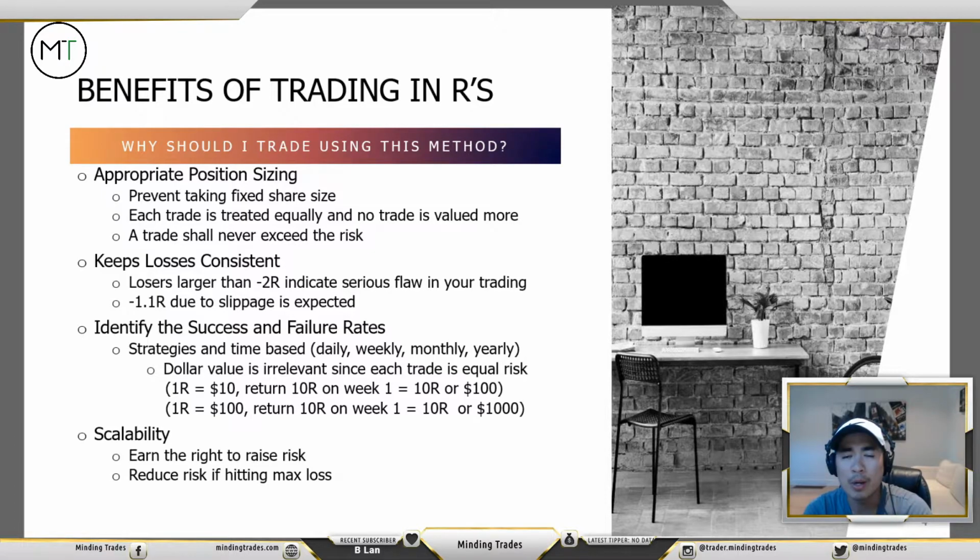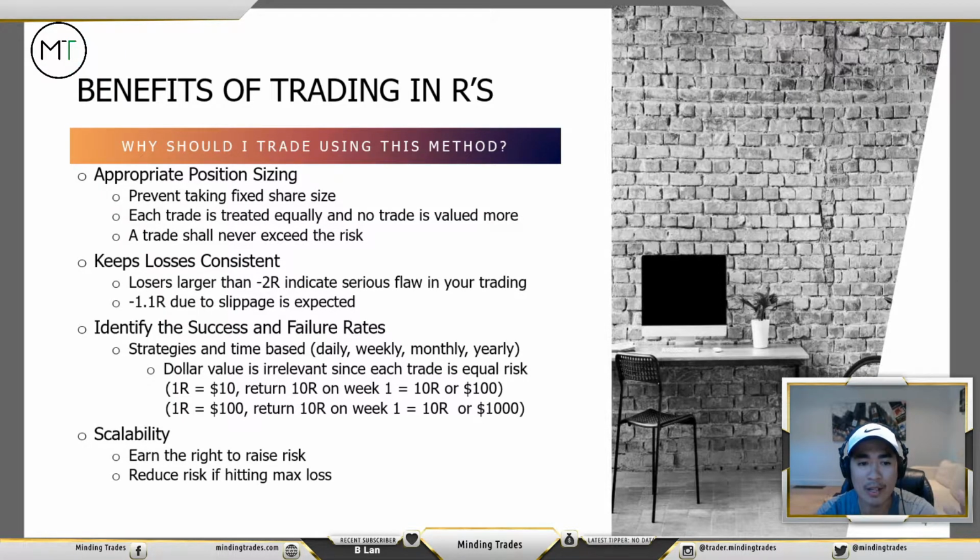So the benefits of trading in R's. Why should you use this method? Well, this method is very important. I always trade in R's. You should also. So one of the key things, number one, is the appropriate position size, right? So this helps you prevent taking fixed share size. Also, each trade is traded equally and no trade is valued worth more. And also, a trade shall never exceed the risk, right?